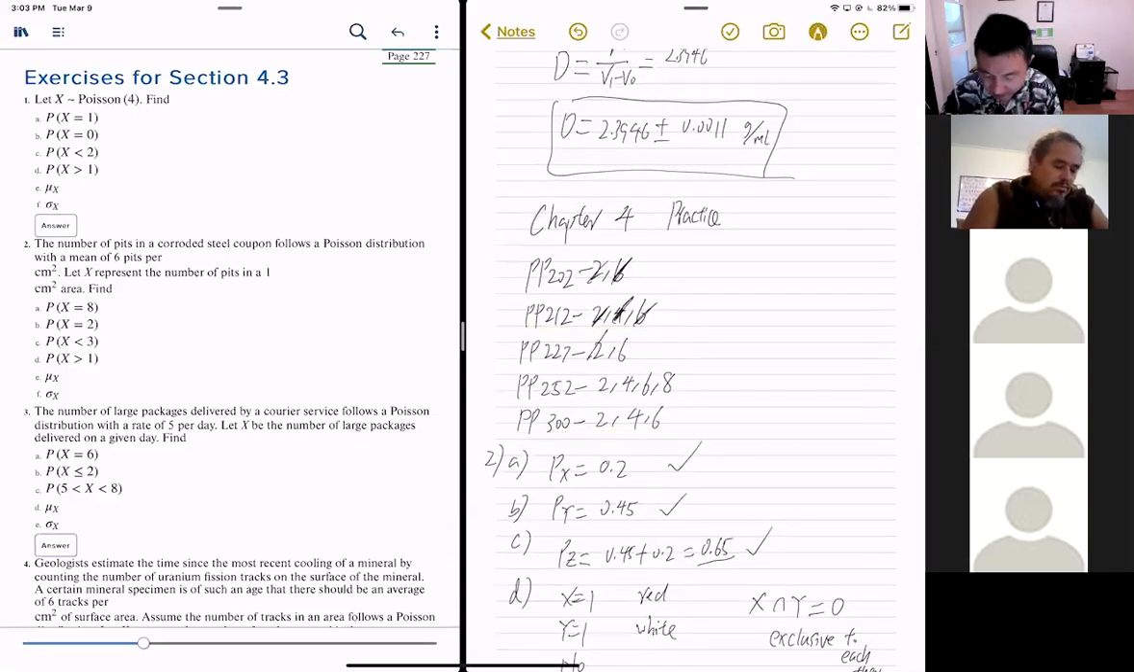Okay, so let's do the next question. Question number 6 as our last question for today's class.